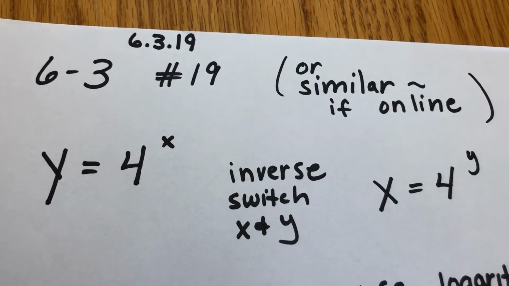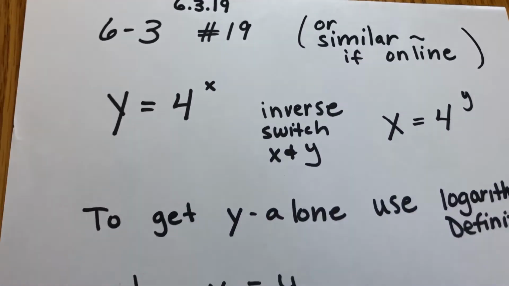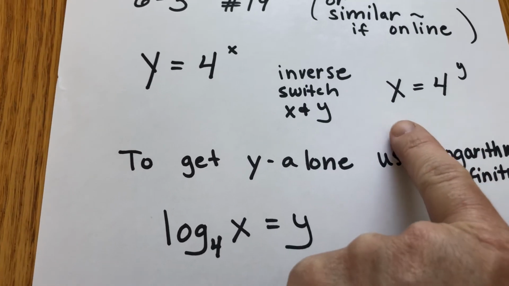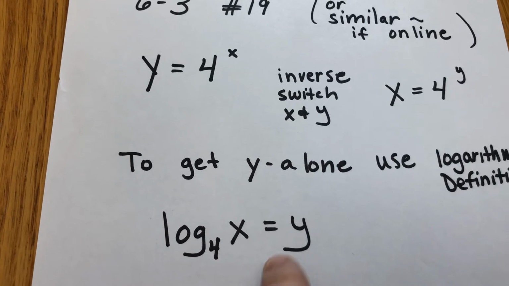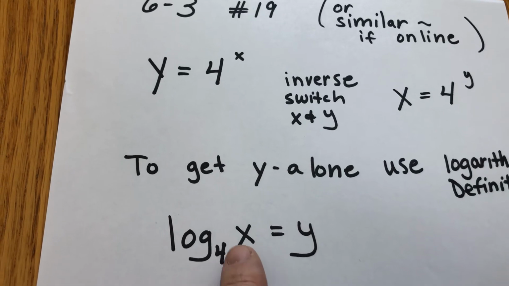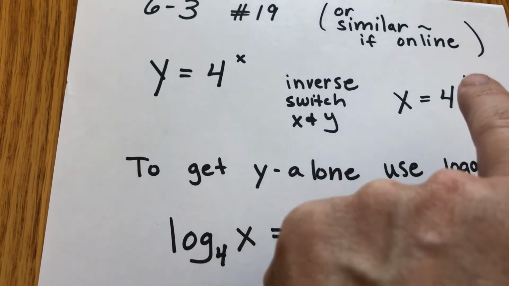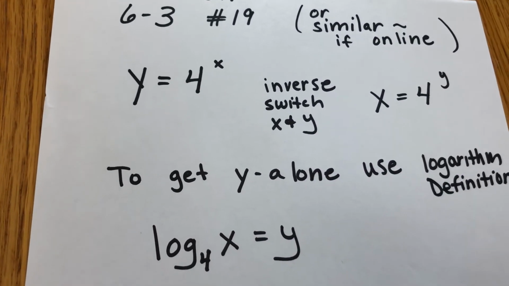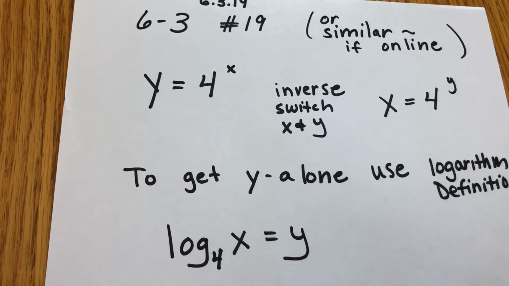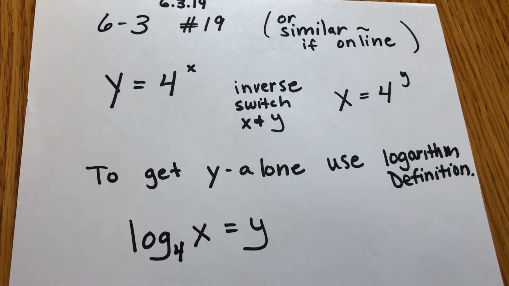And once again, I want to get that exponent down and isolated. So I use the definition of a logarithm. So this and this are the same thing. The base is 4, so that's the base of my logarithm. x is what it equals, so that's the argument. And then y is the exponent, and that becomes the lone term. So this is the inverse of that. So that was 6-3, number 19.